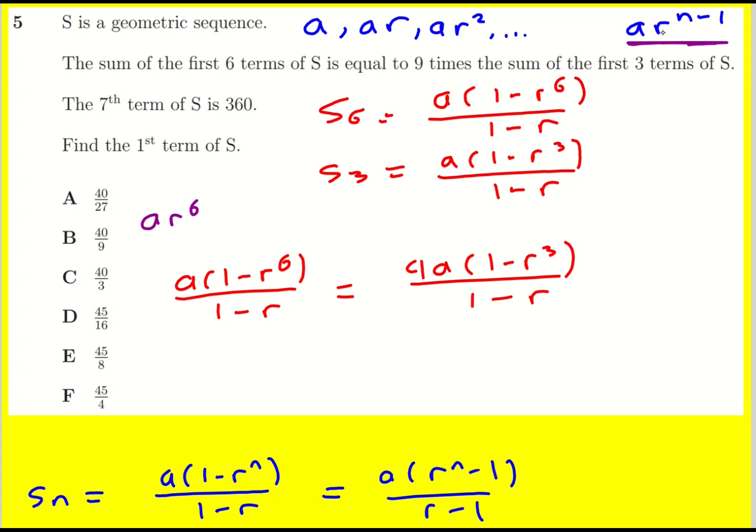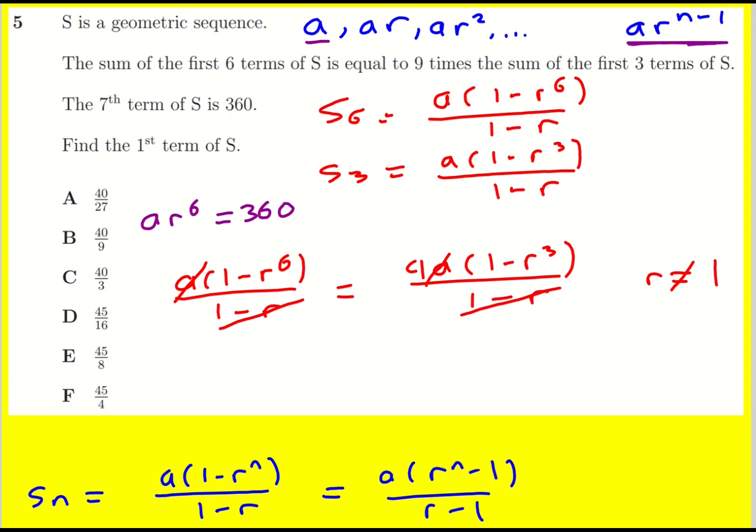Remember I said the nth term is this, because I raise r to the power of 1 less than the term number, because the first term is A, it's ar to the 0. So that is going to equal 360. So where we're going with this, we want to find the first term, so we're going to solve for r, and then we're going to sub in. Because actually in this one, the A's cancel out. And also I can cancel out the 1 minus r's. I've just got to note now that r can't equal 1, because I'd be dividing by 0.